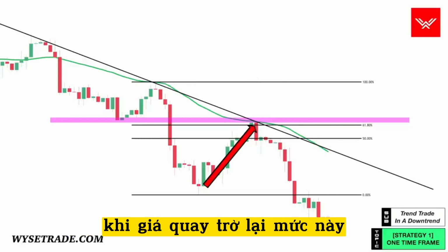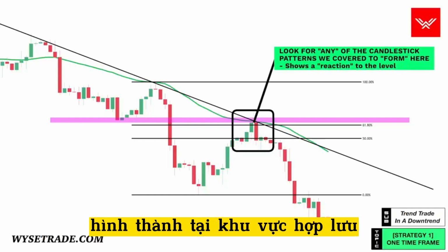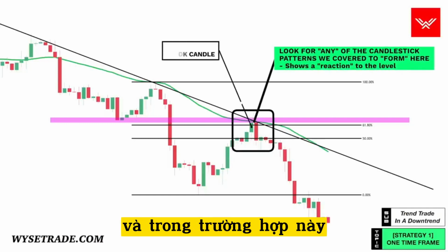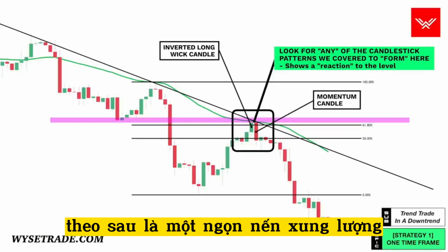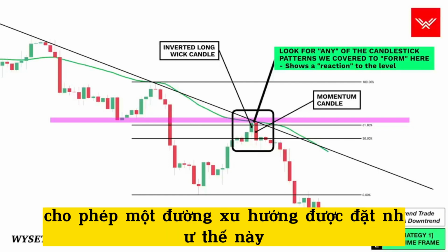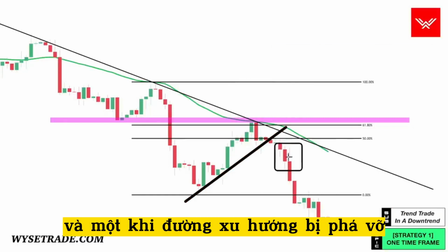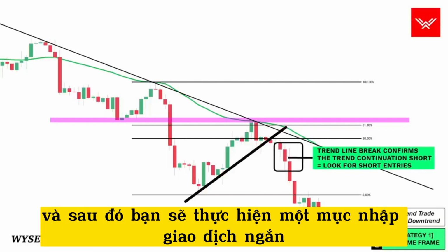As price came back up to this level, you were looking for any of the candlestick patterns to form at the area of confluence. And in this case, you had an inverted long wick candle form, followed by a momentum candle, which shows a reaction to the level. This setup here allowed for a trend line to be placed like this. And once the trend line broke, the reversal is confirmed, and you would then take a trade entry short.